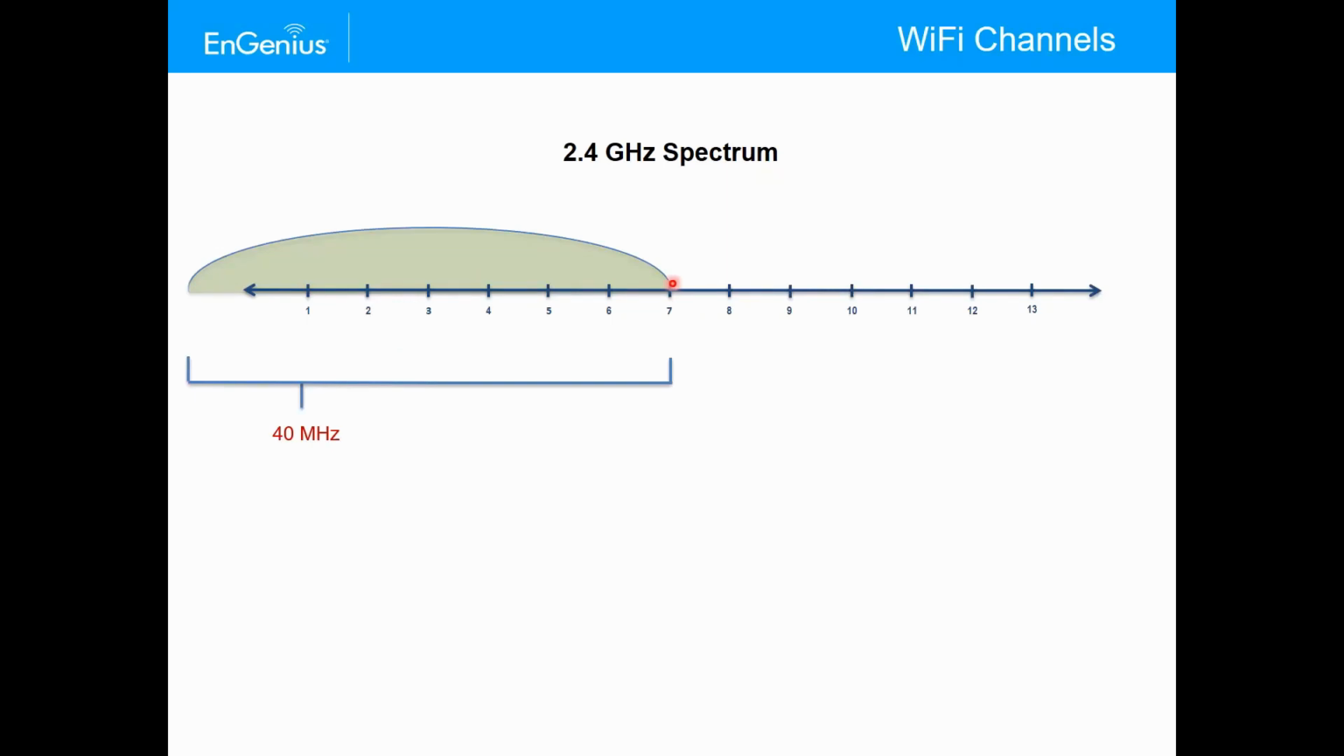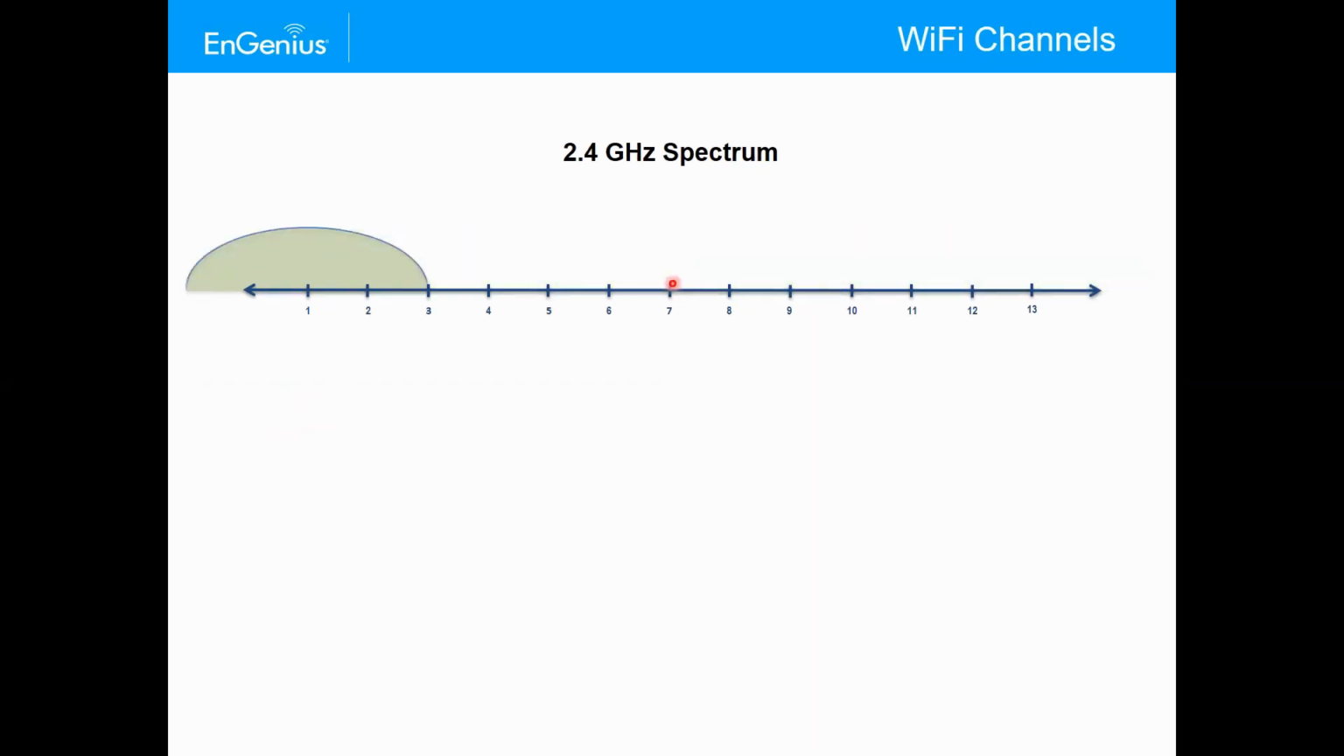And if I look at my spectrum, this means that in order to have a clean environment, I can only deploy a maximum of 2 APs in an area. This is the reason why we don't recommend setting the access point to 40 megahertz unless really necessary, and then maybe only if you have one AP in the location.